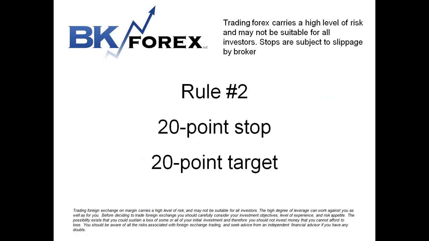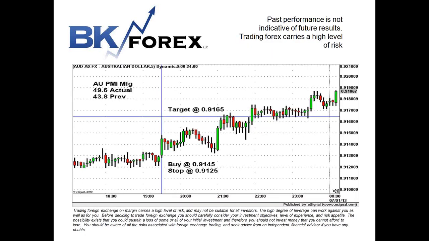Now, rule number 2 of this is we're going to trade this with even money, 20-point stop, 20-point target. And here's the trade in its essence, right? So here's the 5-minute candle, right? It gets broken right about here. It takes about 20-30 minutes for us to get taken out.